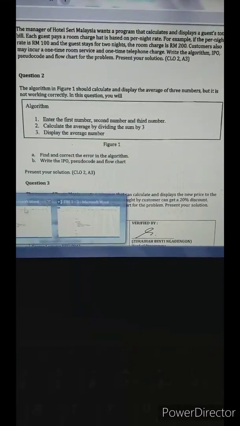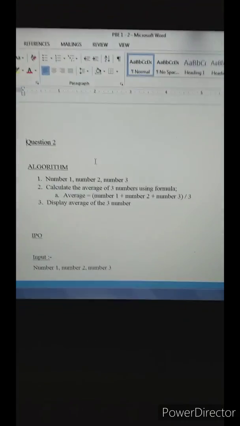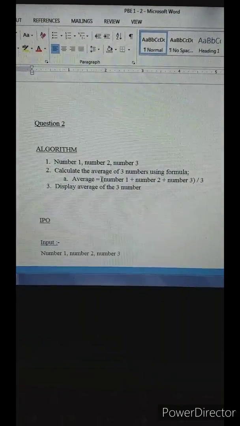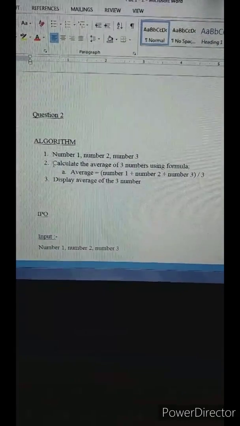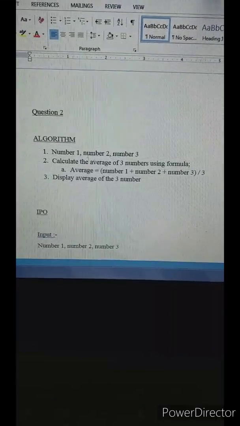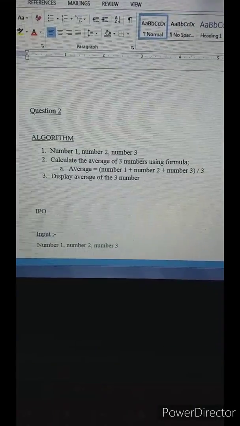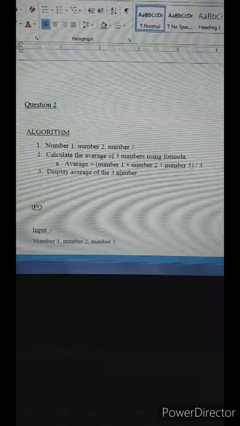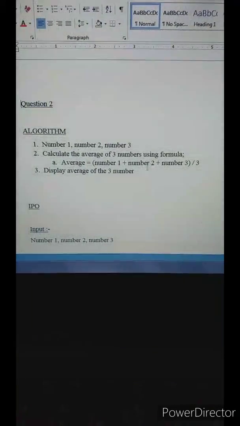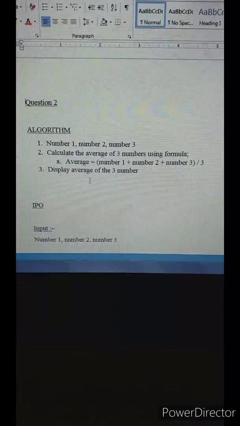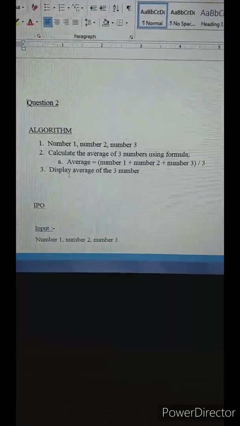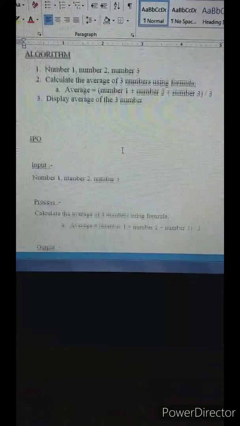flowchart. So this is question 2's answer. This is the corrected algorithm. First number 1, number 2, number 3, and then calculate the average of the 3 numbers using the formula. The formula will be number 1 plus number 2 plus number 3, the total of the 3 numbers, divide by 3. Then display the average of the 3 numbers.